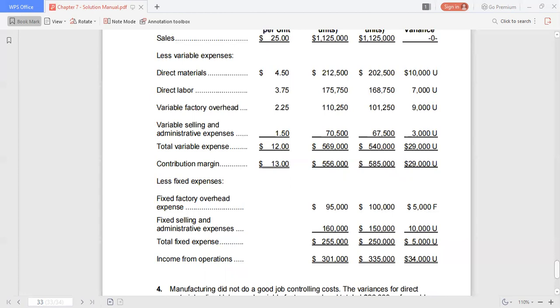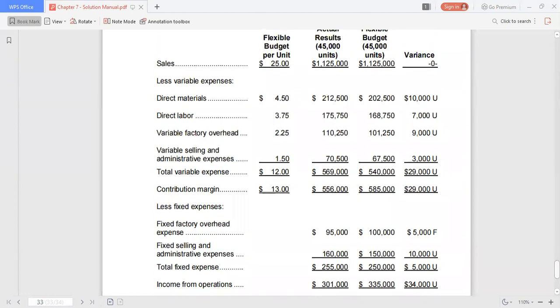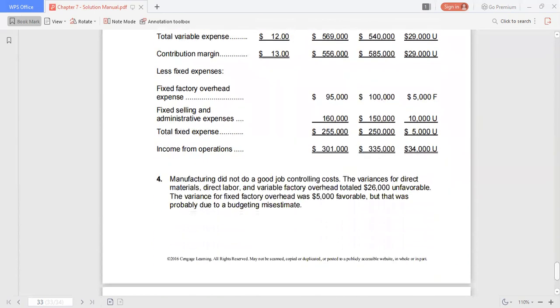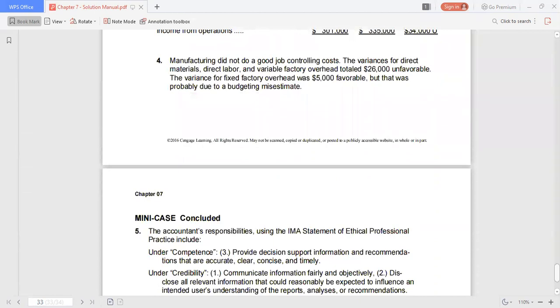34,000 because you have now 335,000 and the income of 301,000. So we now have the difference of 34,000. Comparing the actual results, it's only 301,000. The budget is 335,000. That's why it's unfavorable. And number four, now what is your response to the production manager's claim?